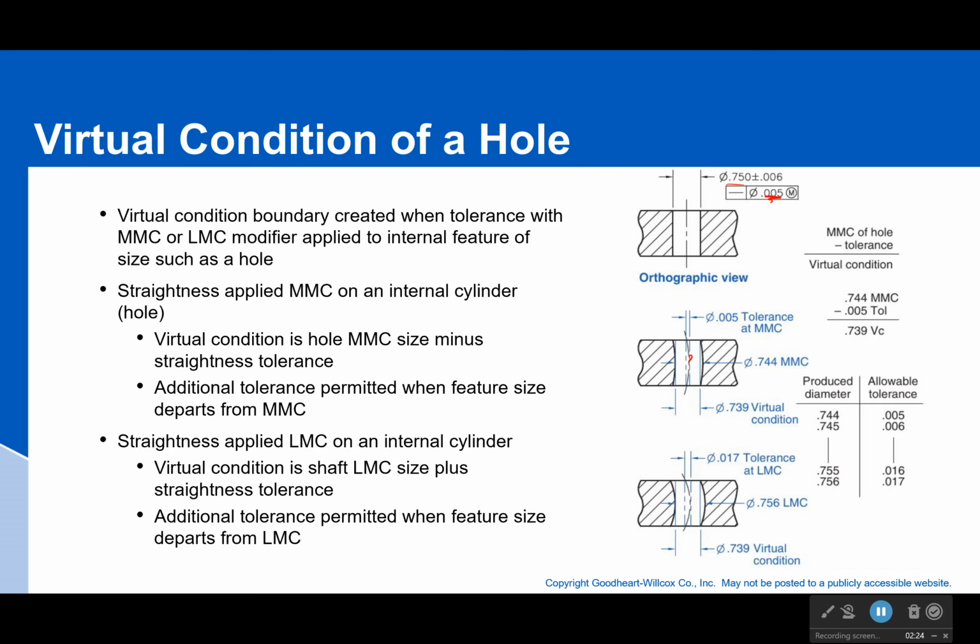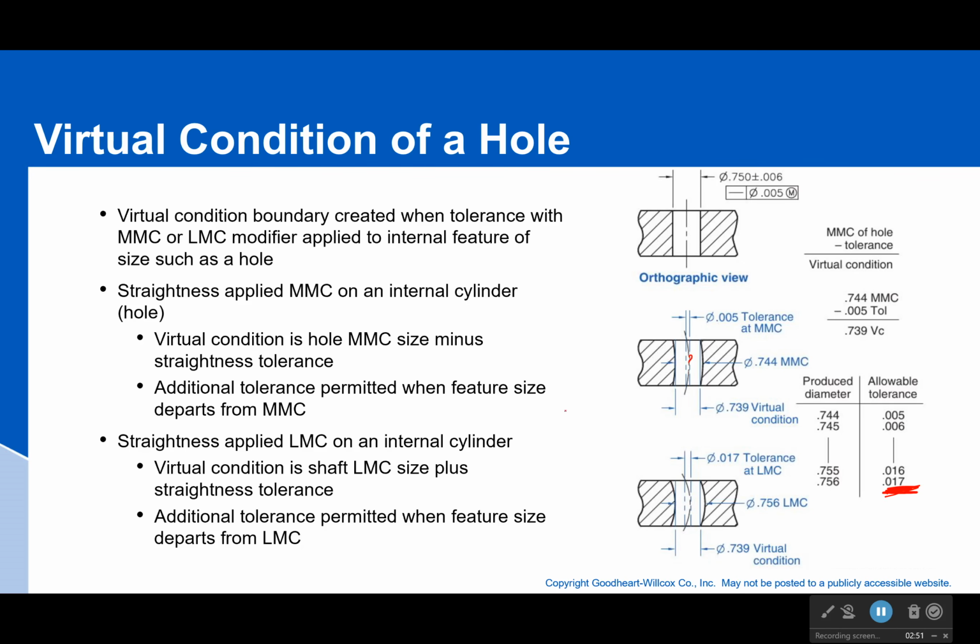But if we had this max virtual condition modifier, then as we move away from that boundary, we get bonus tolerance up until we start breaking our size tolerance. We can't break the least material condition. So this bonus tolerance is amazing because it's a way you can increase the tolerance on parts and have parts pass when they would have failed while still meeting the function.